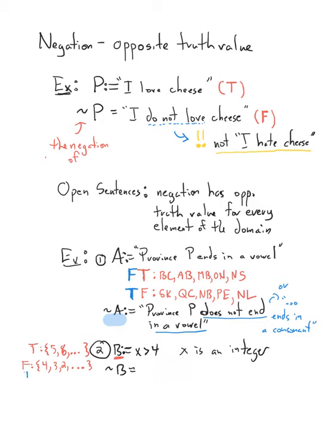So it's true for values 4, 3, 2, 1, 0, -1, -2, -3, all the way to negative infinity, and false for anything greater than 4, 5, 6, 7, 8, all the way to positive infinity. So if you think about this, well, what do we want here?